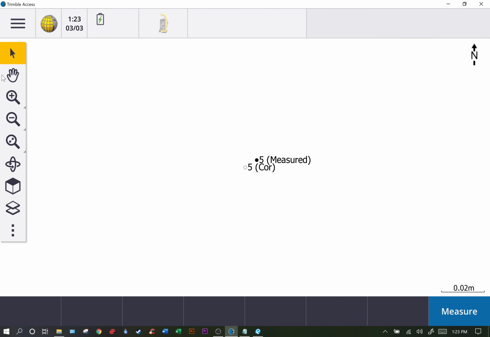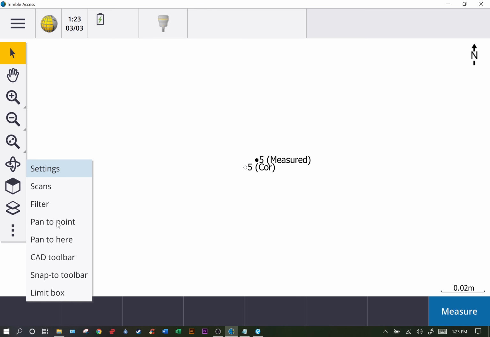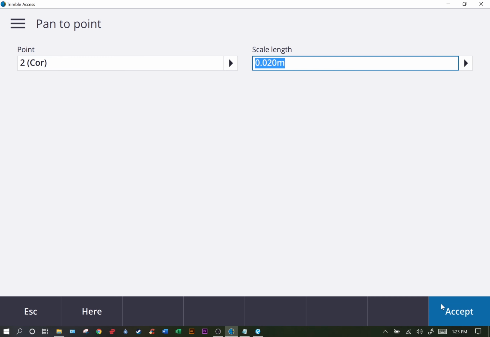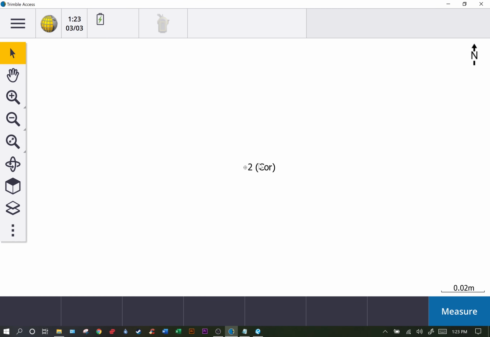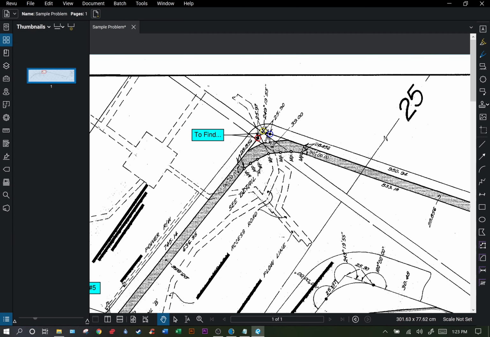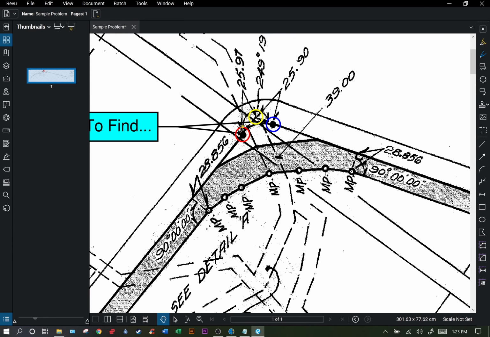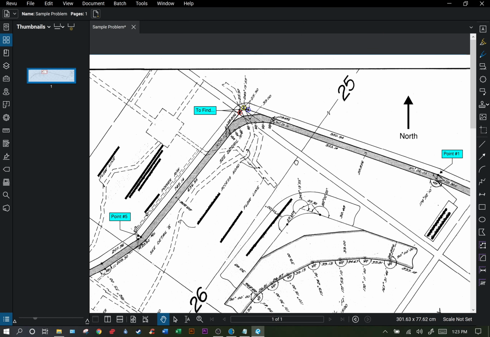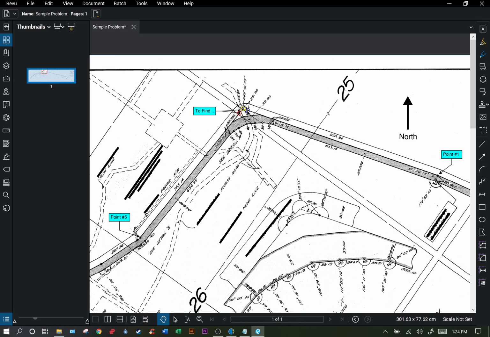And from there, if I was doing this in the field, I would go to pan to point, and I would go 2 corrected, at the same scale, and I would have a location for this. So I can highlight it and stake to it, or review it, and I have my northing and easting, and that's the coordinate I would use for my blue circle here, or my missing post. And I'd do the same thing for this one. Alrighty. So yeah, that's reestablishing the coordinates of two pins when you have the locations of two other pieces of evidence on either side.